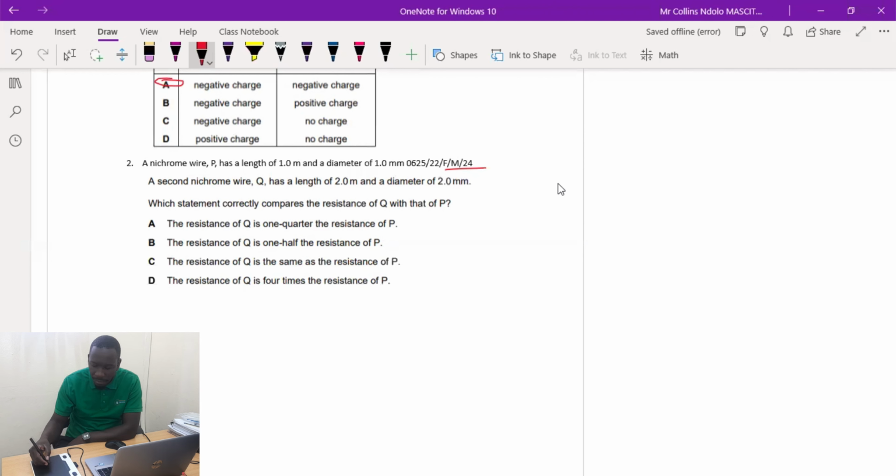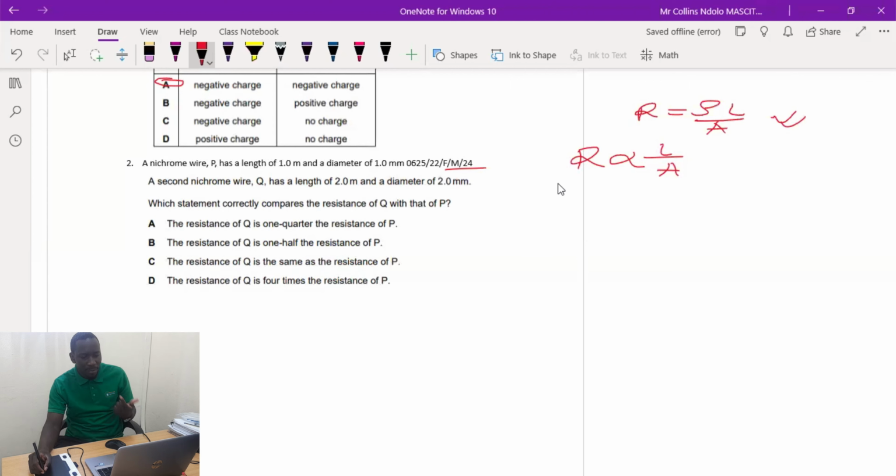Most of the common questions about resistance, you realize that we all know that resistance is directly proportional to L and inversely proportional to the cross-sectional area. We used to have this equation, R is equal to resistivity times L over A, but the use of this formula was removed from the curriculum. But still, these kinds of questions are being set. This is putting students into a challenge. They're wondering why we are setting questions like this, yet the equation that we are supposed to use has been removed.